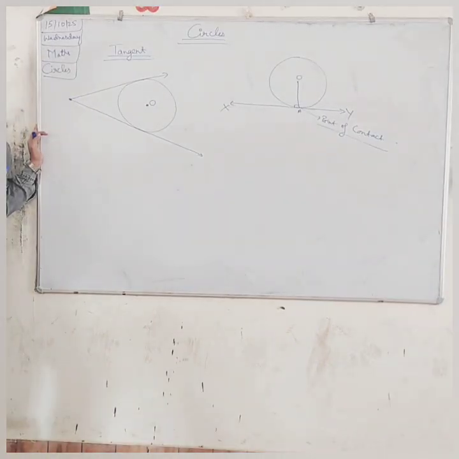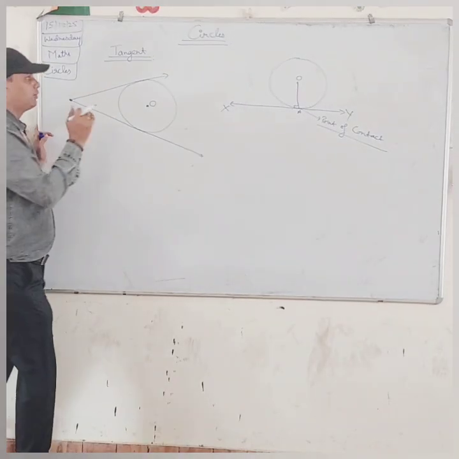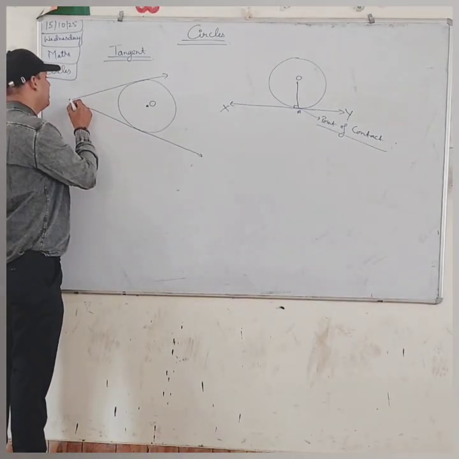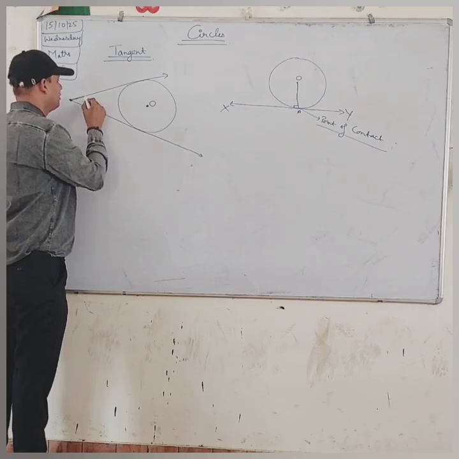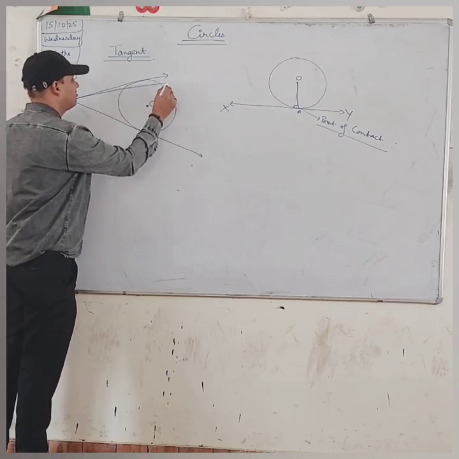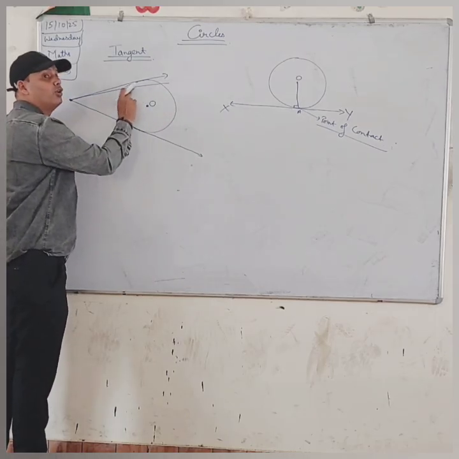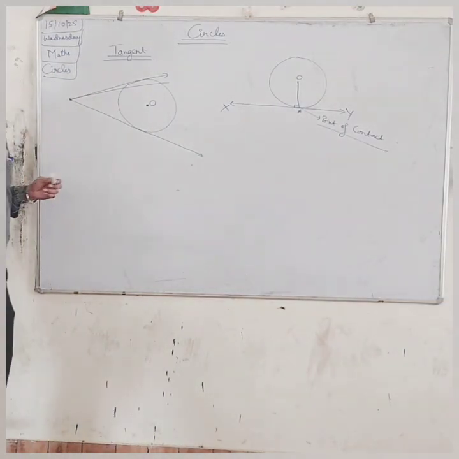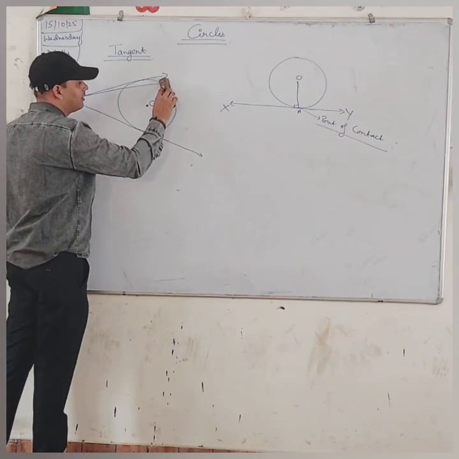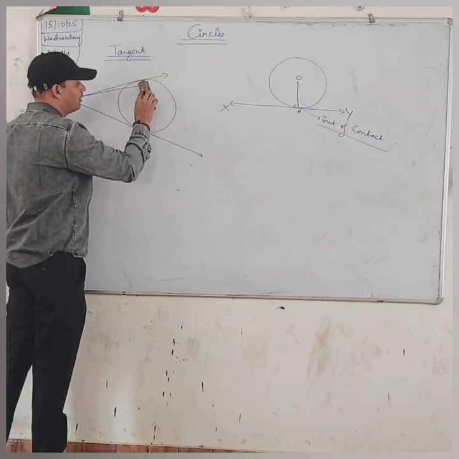Can we draw any other tangent? Suppose that if I am trying like this. Now it is intersecting at 2 points. So now it will not be a tangent. So we cannot call this a tangent. We cannot draw this, right?